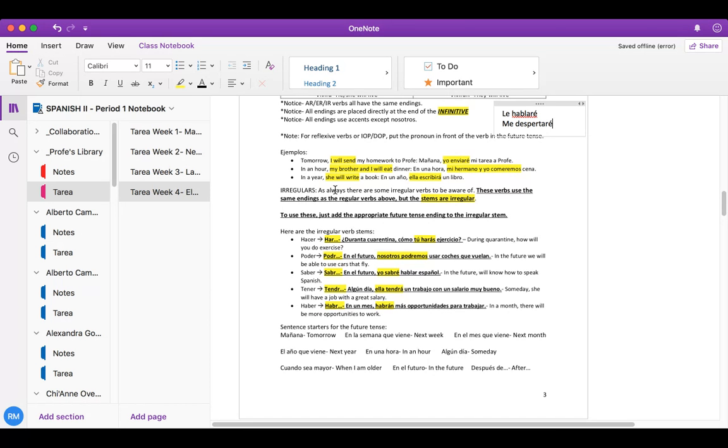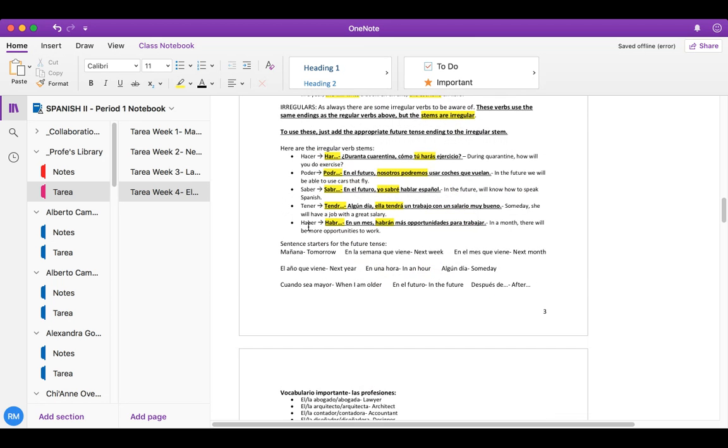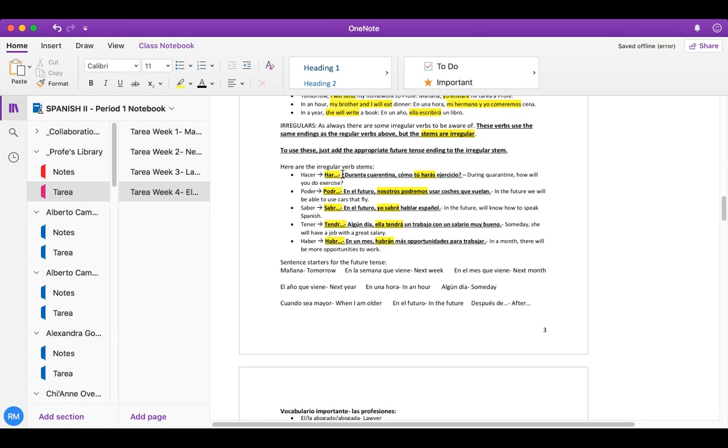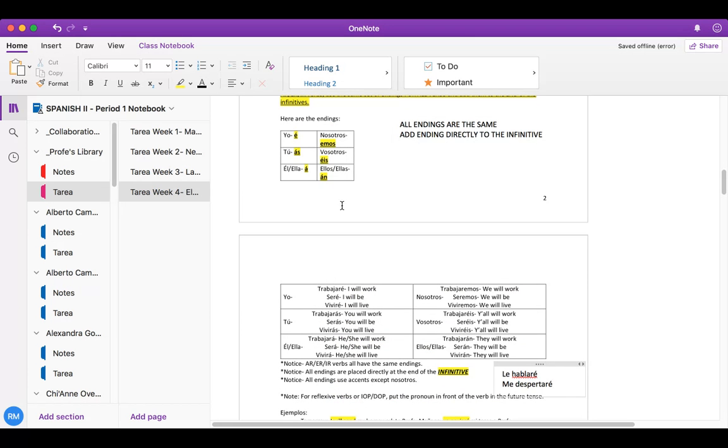And the last one, in a year, she will write a book. En un año, ella escribirá un libro. The á here at the end is directly placed onto the infinitive escribir. It is the third person singular ending right here. She will write. All right, and my last little bit of information here is irregulars. As always, there are some irregular verbs to be aware of. Okay, these verbs use the same endings as the regular verbs above. So for our regular and irregular verbs, here are the endings.